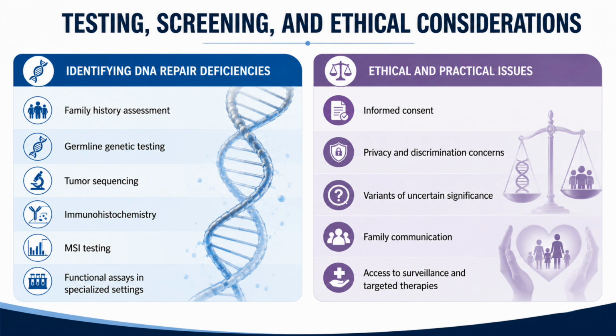Clinicians frequently encounter variants of uncertain significance that require careful interpretation, while family communication becomes vital because a single test result impacts multiple biological relatives. Ultimately, all of these diagnostic steps must be paired with proper access to surveillance and targeted therapies to genuinely improve patient care and management.